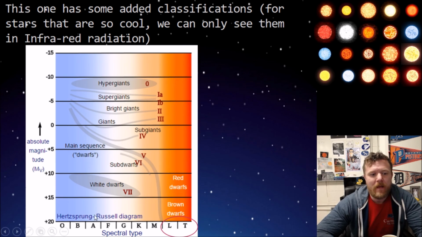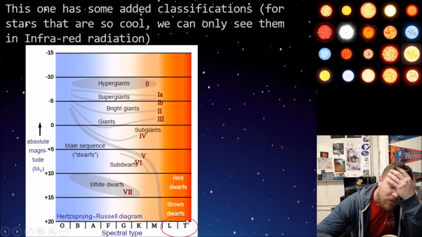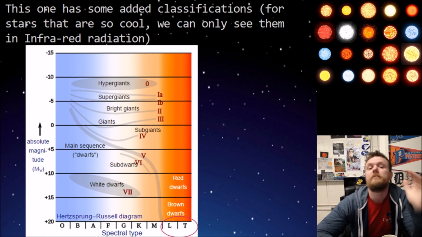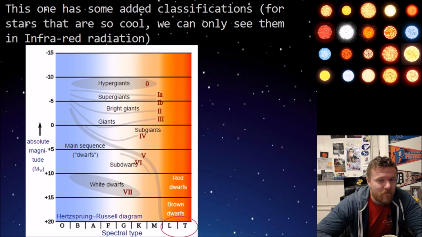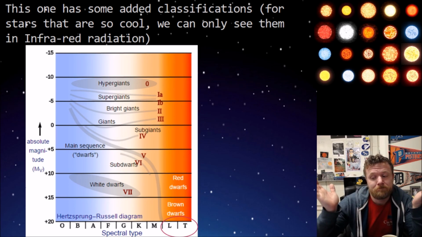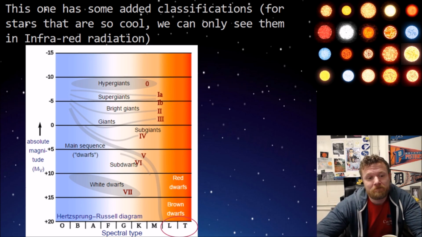OBAFGKM. OBA, fine girl or guy, kiss me. What the heck is L and T? An L class star? A T class star? Those are brown dwarfs. We're going to get to that tomorrow. Is a brown dwarf a star? I don't know. We'll get there.